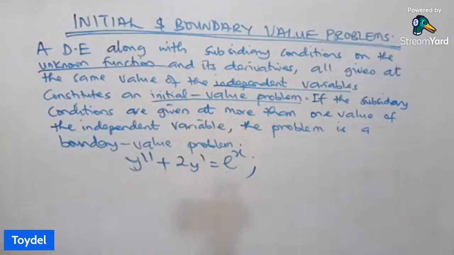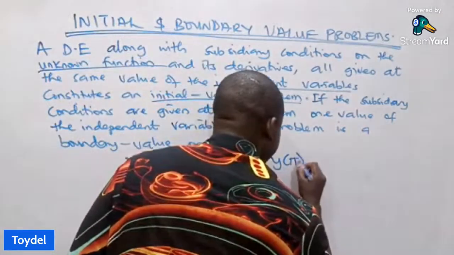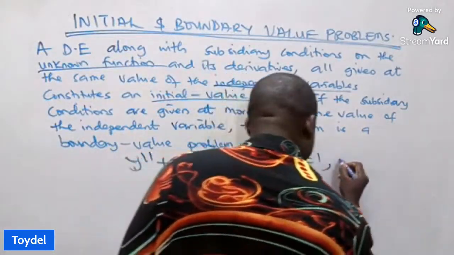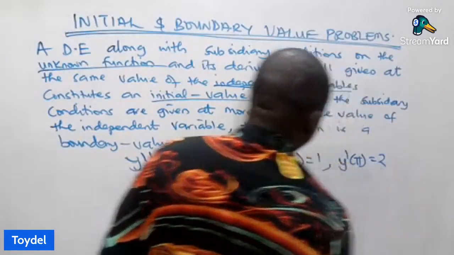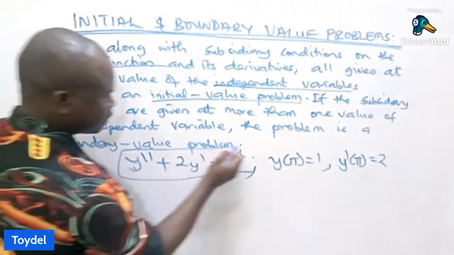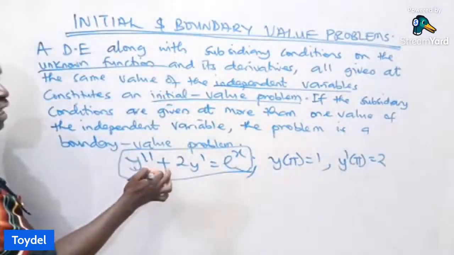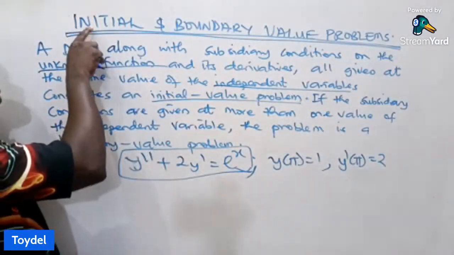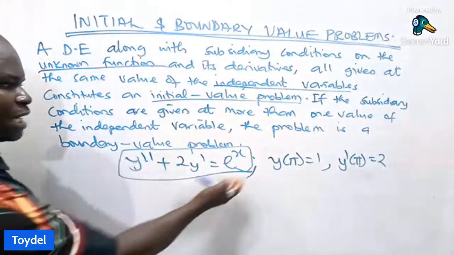But if we invoke additional conditions on this differential equation, that is when we have something like y'(π) = 1 and y'(π) = 2, we have added conditions to this differential equation. Once we decide to add conditions on a differential equation, it either becomes an initial value problem or a boundary value problem. But in this case, look at these conditions.